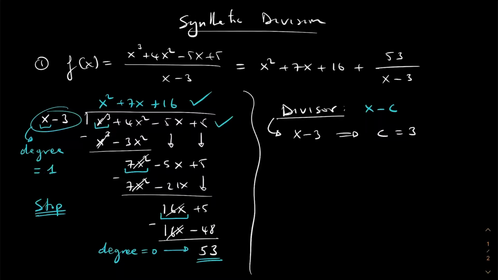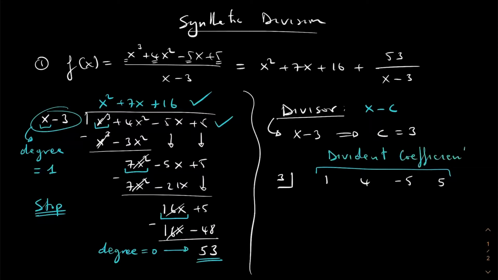And so the setup for the synthetic division is going to be as such. You're going to first put c here, so we're going to have 3. And then you're going to write all the coefficients of the dividend right here. In this case, it's going to be 1, which is the coefficient of x cubed, then 4, which is the coefficient of x squared, then negative 5, which is the coefficient of x to the power of 1, and finally 5, which happens to be the coefficient of x to the power of 0, also known as your constant. Once you're done with that, you can go ahead and start the process.